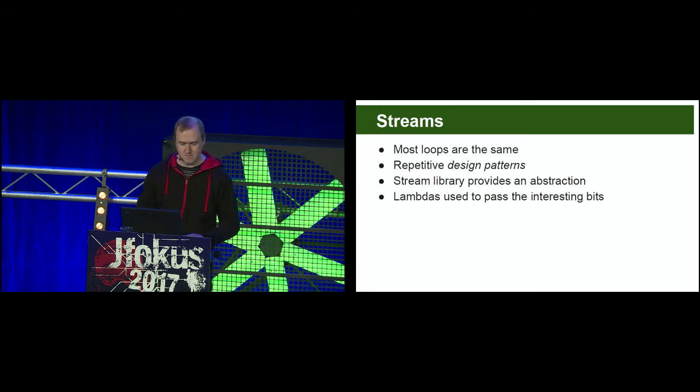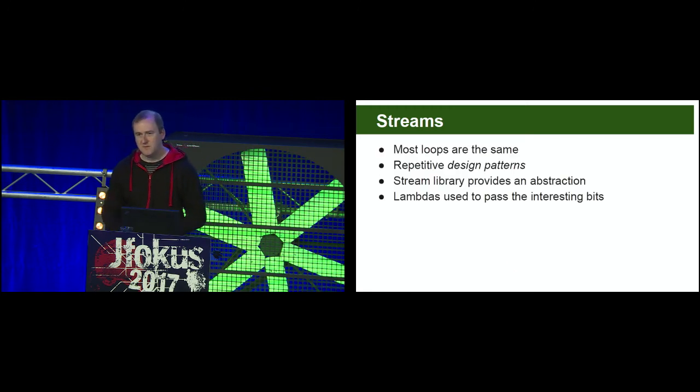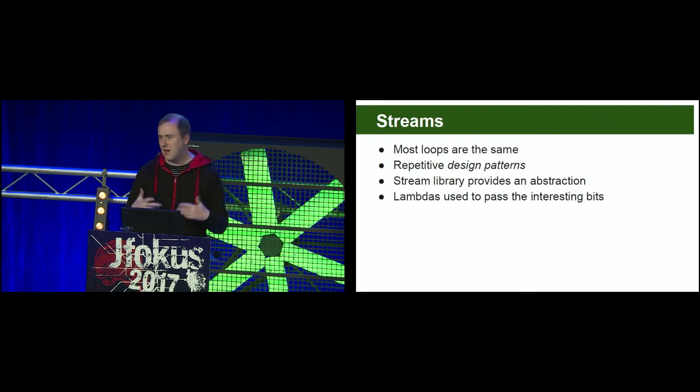Streams. It's been said that design patterns are kind of an indication that your language is missing a feature. And so streams are kind of like that, really. They're like design patterns. Loops are often written in the same way: you do a loop, you do an if statement, and then you capture those things and copy them into another list. These are regular things that repeat themselves again and again. But now we have lambdas, we can actually abstract that out, with the lambdas passing in those interesting bits.